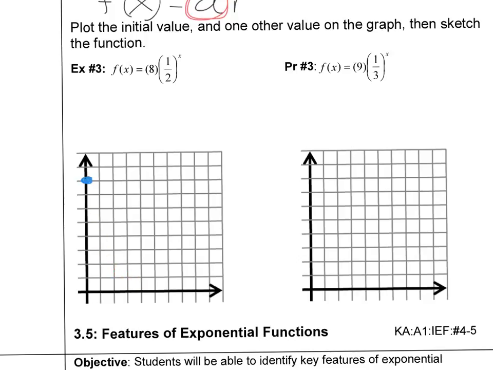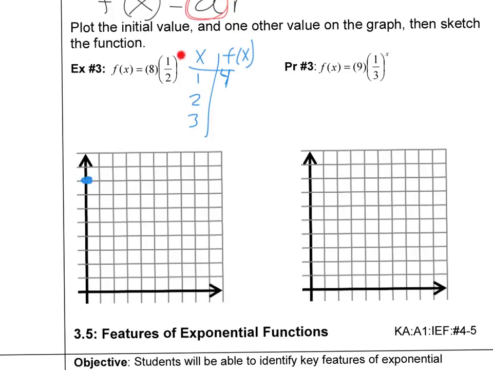But we can also just test this. We could say, you know what, let's make a little t-chart, x, f of x. And we could plug in a 1 for x. We could plug in a 2. We could plug in a 3 and see what we get. Well, if I plug in a 1, I have 1/2 to the power of 1, which is just 1/2. So I just have 1/2 of 8. Well, half of 8 is 4. Pretty straightforward. Okay, that's easy. What if I plug in a 2?